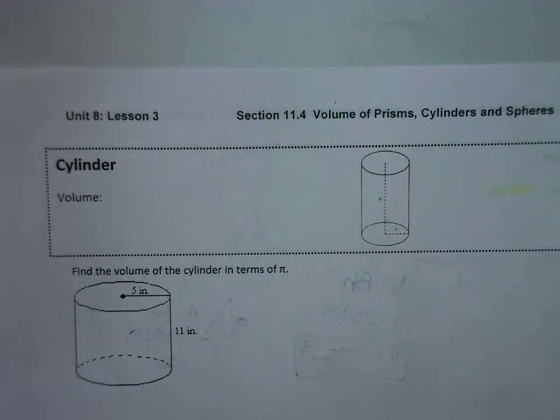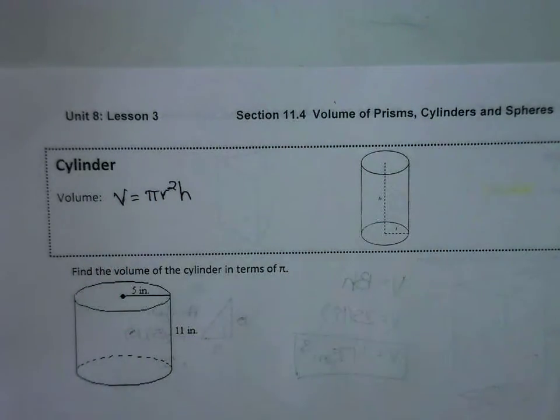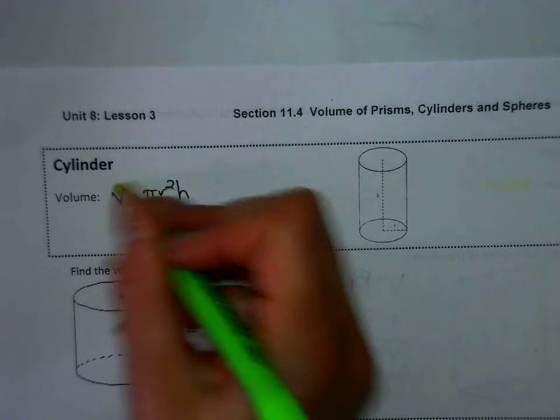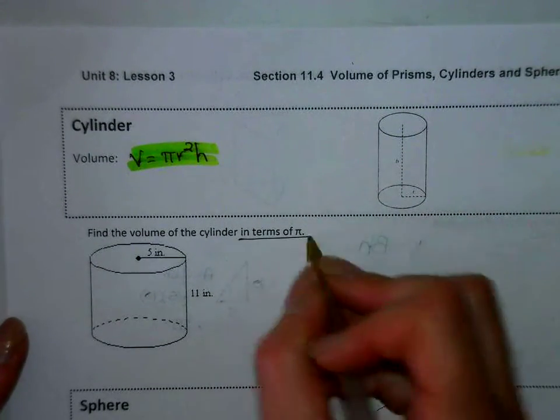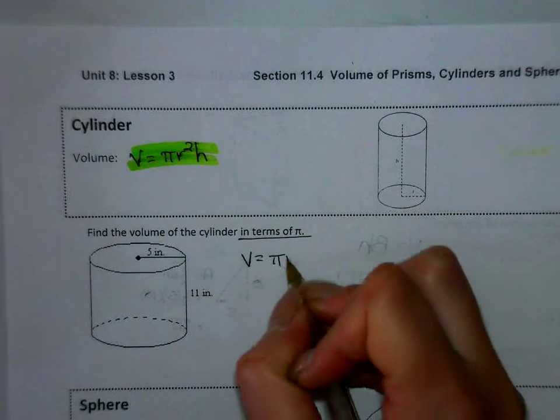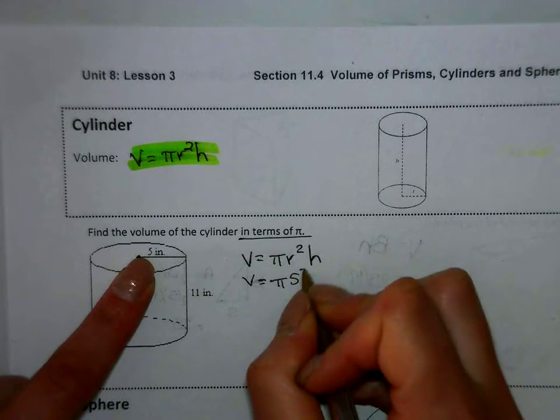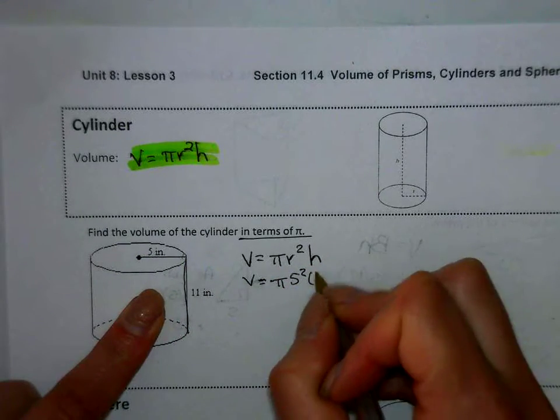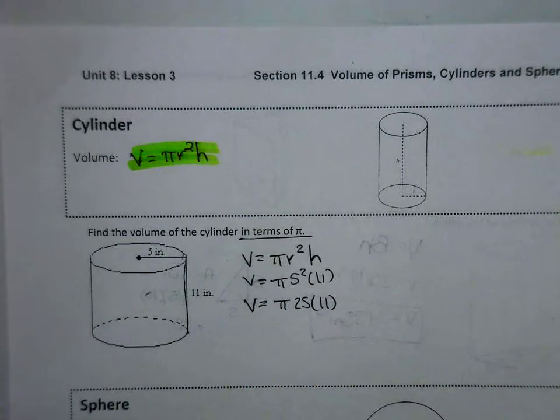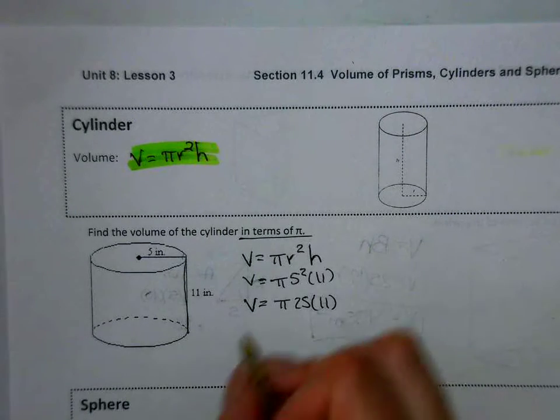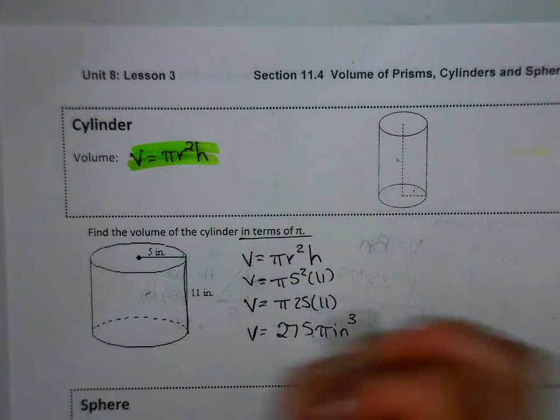Now we want to find the volume of the cylinder, and the volume equals pi times our radius squared times the height. Let's find the volume of the cylinder in terms of pi. So volume equals pi times our radius squared times the height. In this case, we have a radius of 5, and our height, the distance between the bases, is 11. So 5 squared is 25. Since it's in terms of pi, 25 times 11 is 275 pi inches cubed.